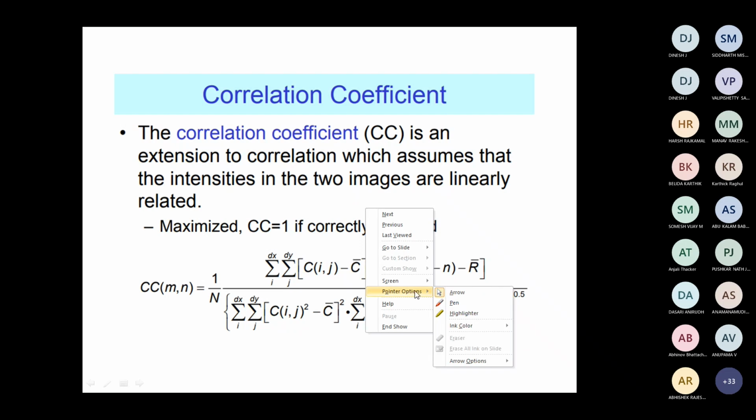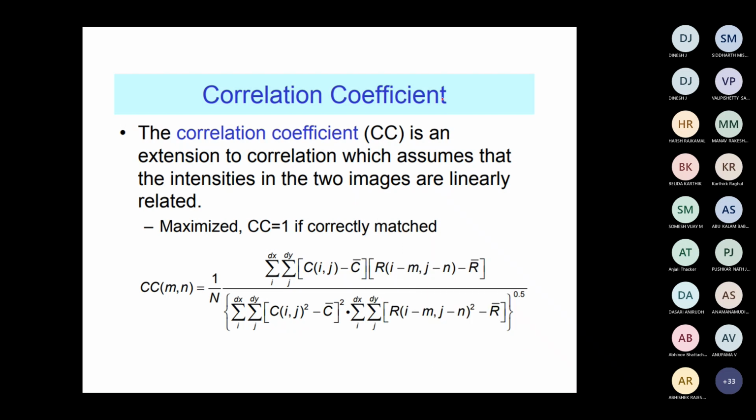Then the next similarity measure is correlation coefficient. Here the correlation coefficient is an extension to correlation, which assumes that the intensities of the two images are linearly related. It will be maximized if it is correctly matched.